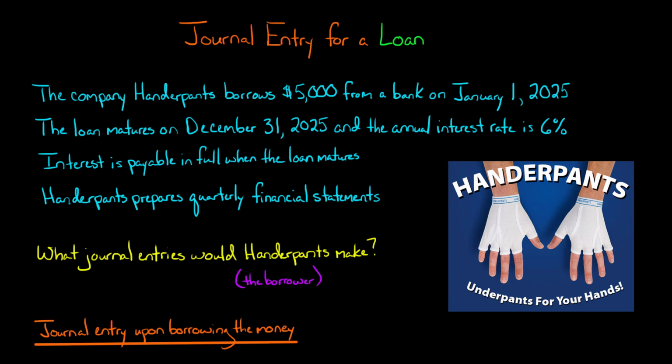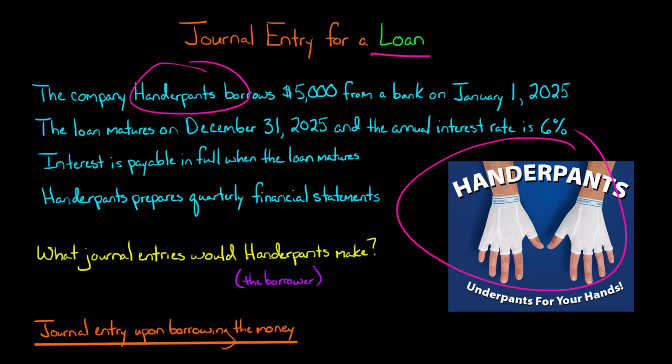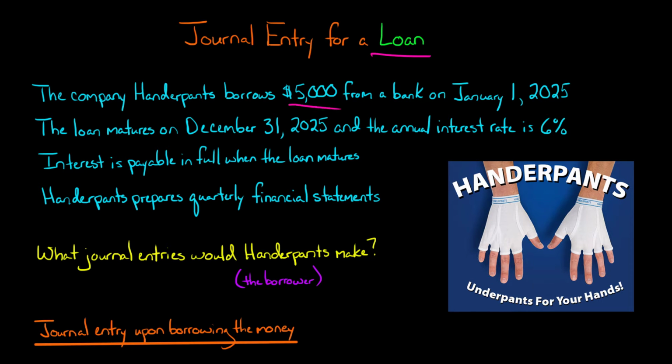In this video, I'm going to show you the journal entries you would make for a loan. So let's say that the company Handerpants, which makes underpants for hands, borrows $5,000 from a bank on January 1st, 2025. Now this is going to be a one-year loan, so it's going to mature on December 31st, and the annual interest rate is going to be 6%.